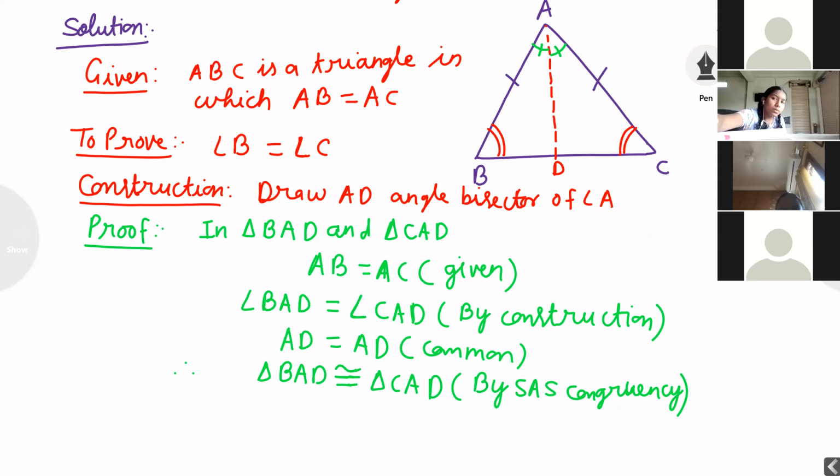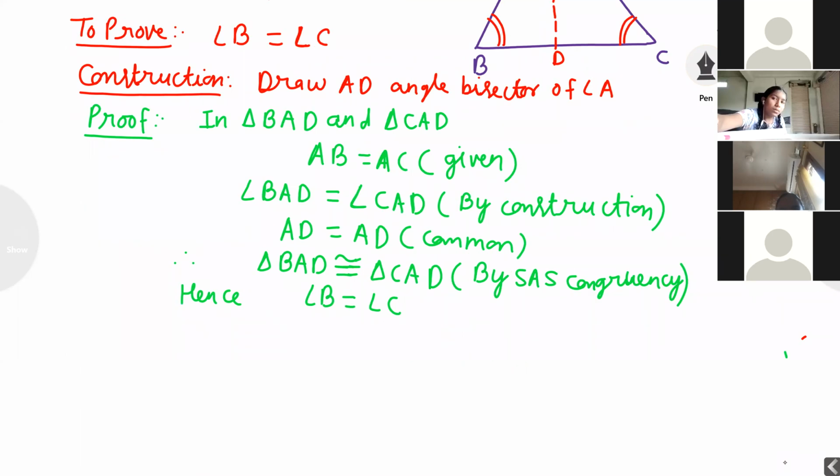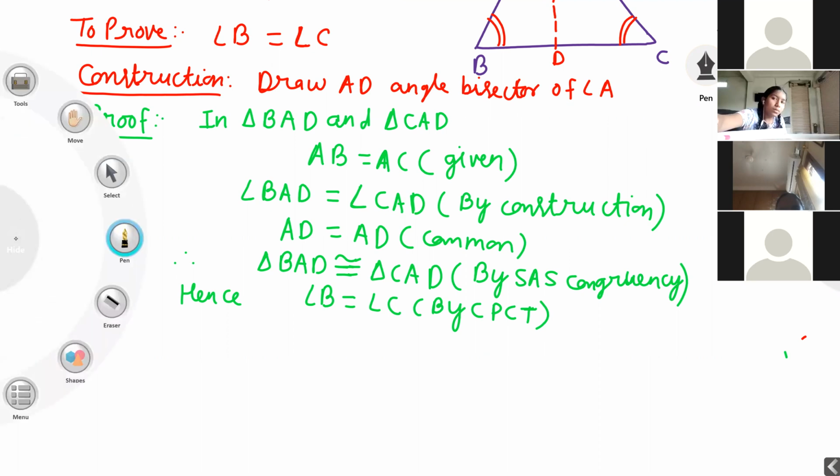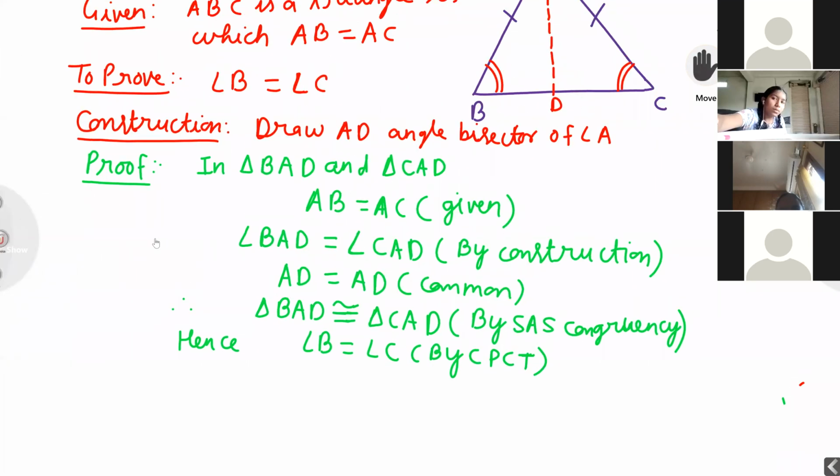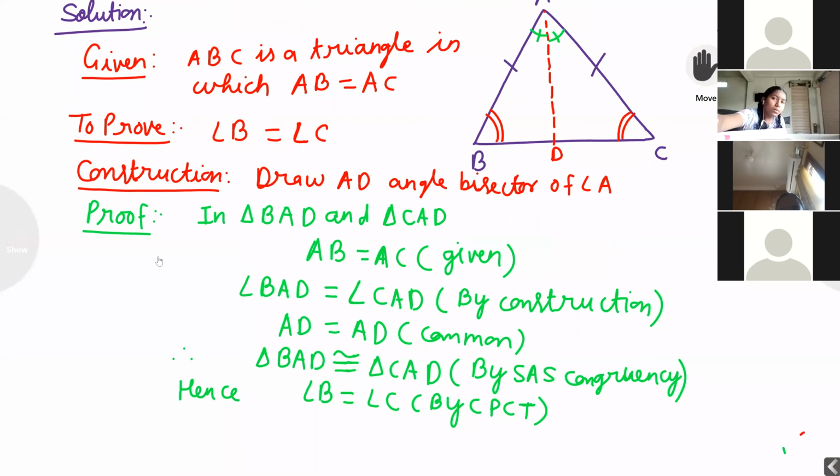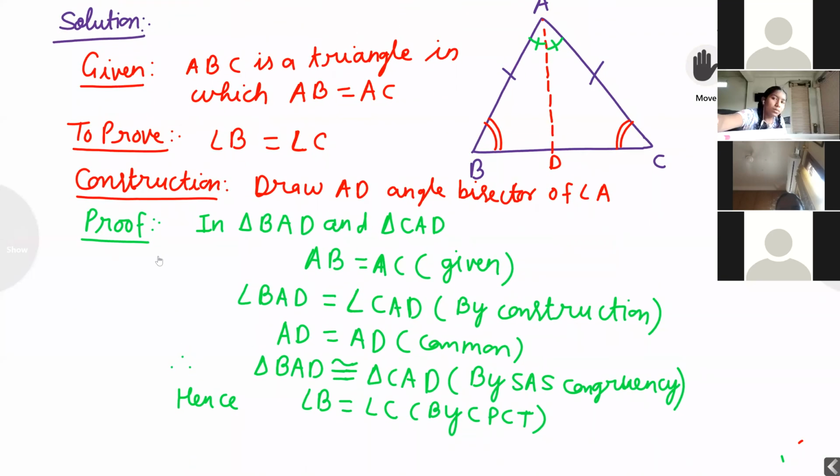If two triangles are congruent, then the corresponding parts will also be equal. Then I can say, hence, angle B is equal to angle C. Why? By CPCT theorem, corresponding parts of congruent triangles. Now the proof is completed. Nothing more was there in the proof, students. Note down, everyone.